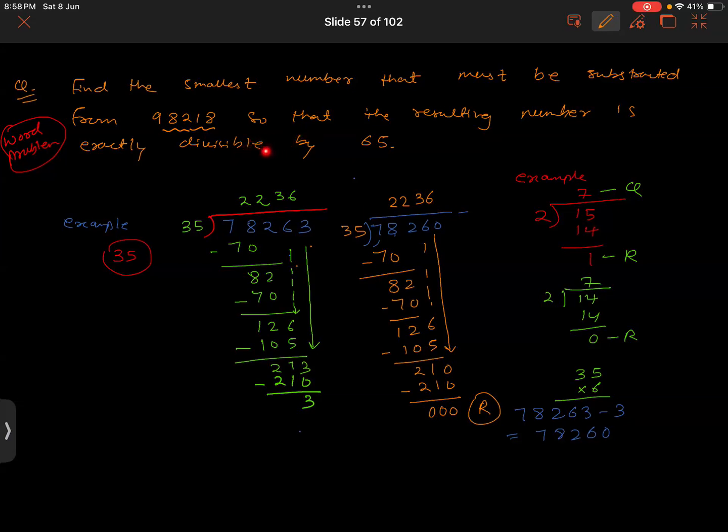I was moments ago asking you only regarding this question. Did you solve it? Did you receive the assignment? Yeah, I solved it. Very good. What was the answer? Which question? This question over here: find the smallest number that must be subtracted from 98,218 so that the resulting number is exactly divisible by 65.